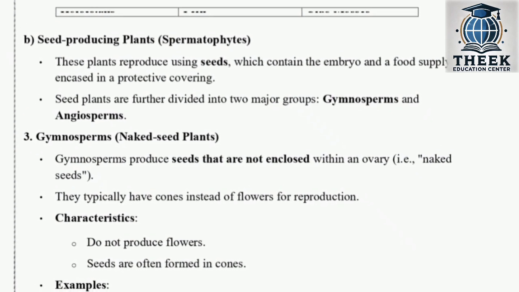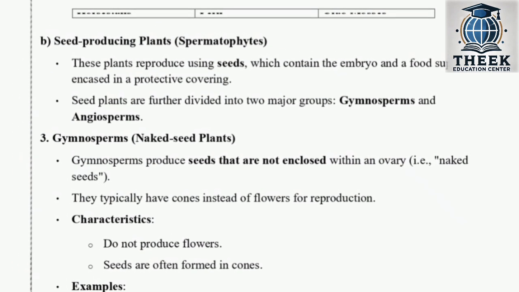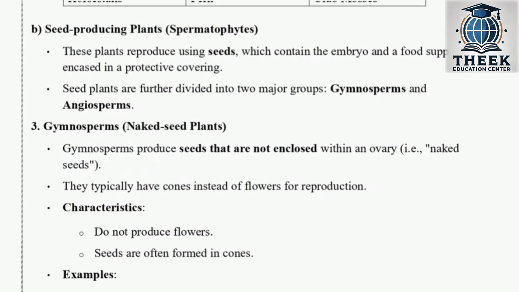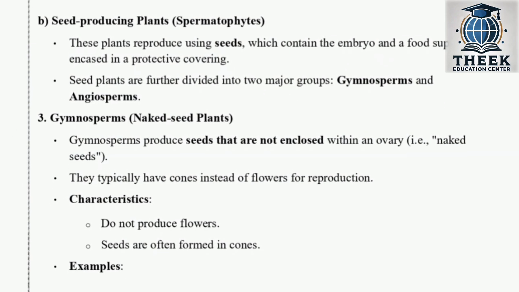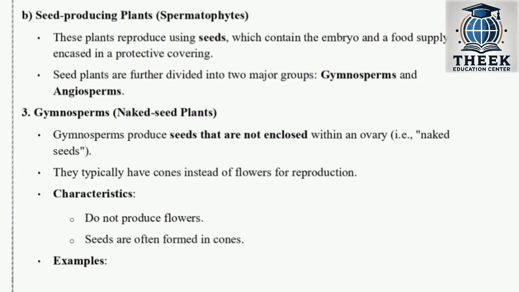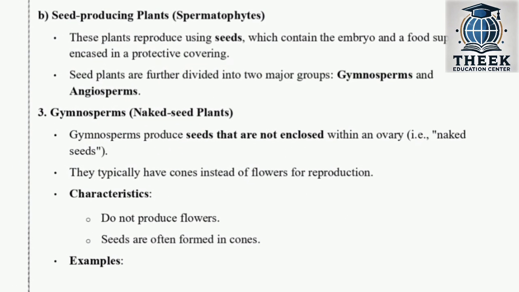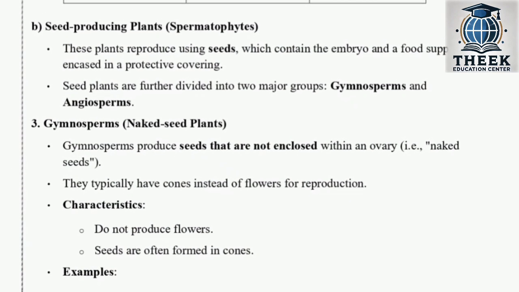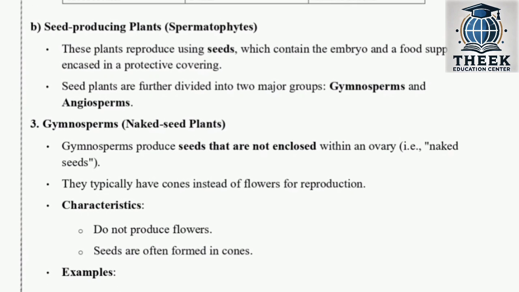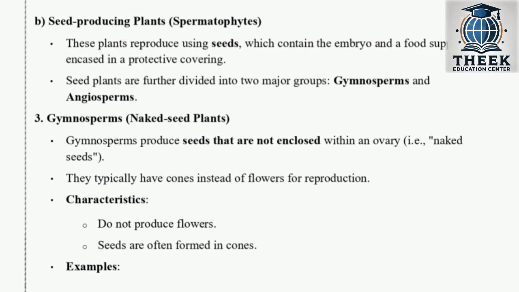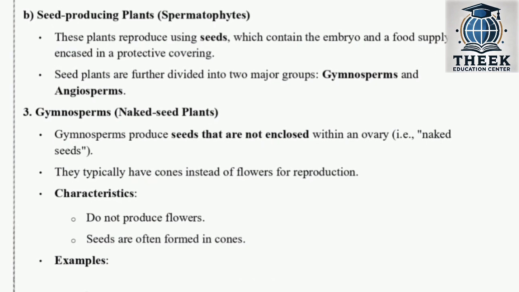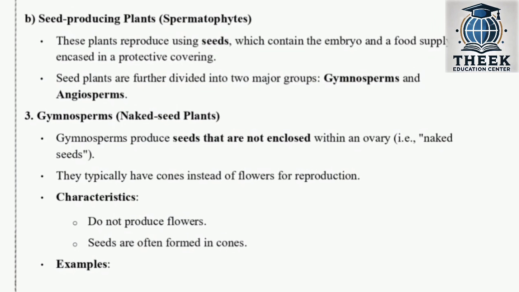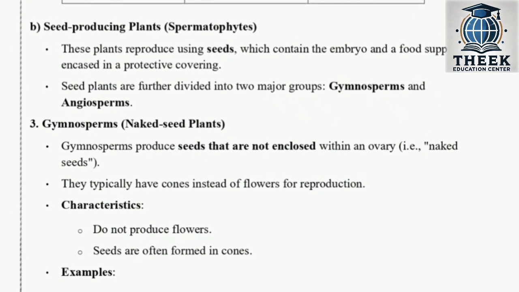Seed plants are further divided into two major groups. We have the gymnosperms and the angiosperms. So let's look at these gymnosperms. What are these? The gymnosperms simply means the naked seed plants. What does that mean? The seeds of these plants are not enclosed. The seeds are open. Gymnosperms produce seeds that are not enclosed within an ovary, and that's why we say they are the naked seed plants.